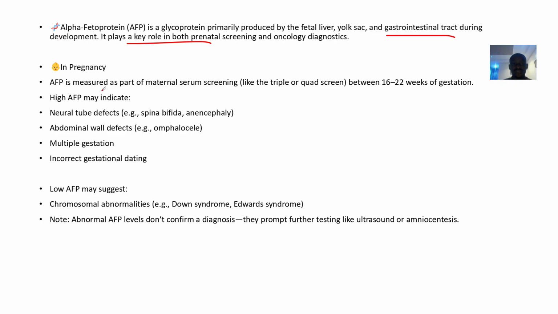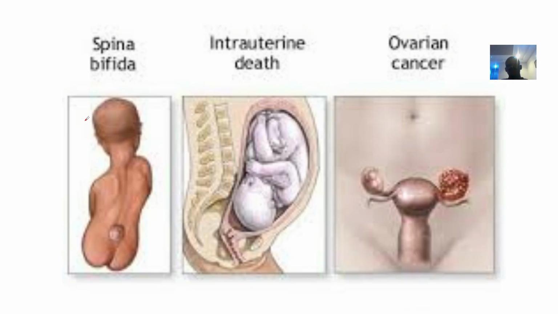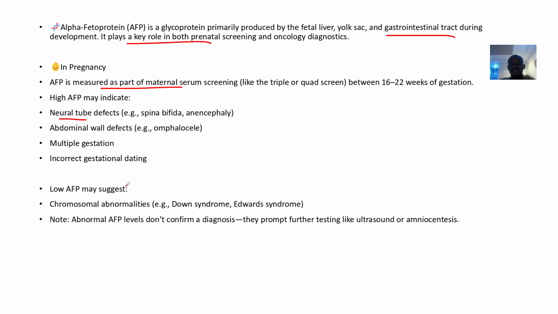So alpha fetoprotein is measured as part of maternal serum screening, like the triple or quad screening, between 16 to 22 weeks of gestation. Once you see the levels being high, it indicates that if it is a fetus, then maybe the baby will come up with spina bifida or those neural tube defects. Maybe there's an abdominal wall defect like omphalocele. Maybe there are multiple gestations or incorrect gestational dating. If you see the levels are low, you may have congenital anomalies like Down syndrome or Edwards syndrome.